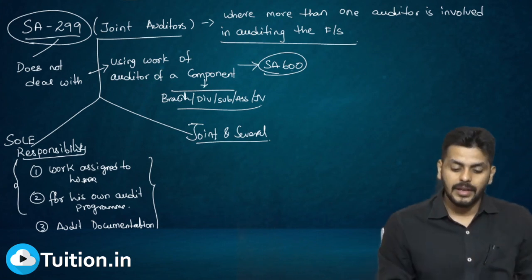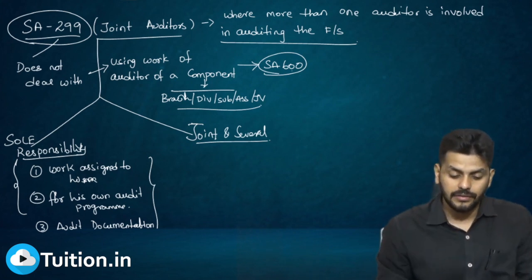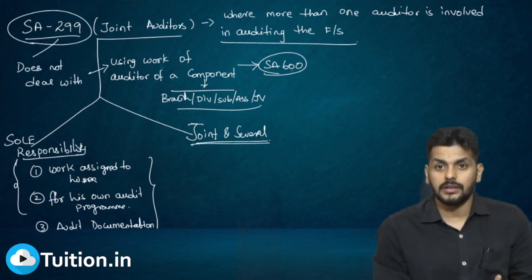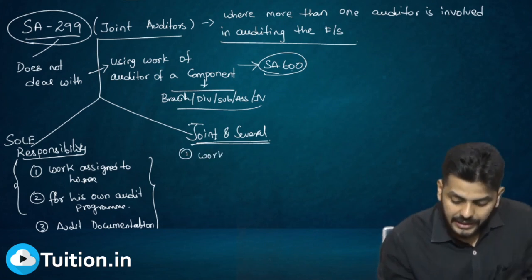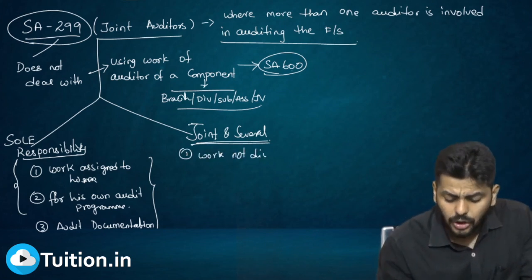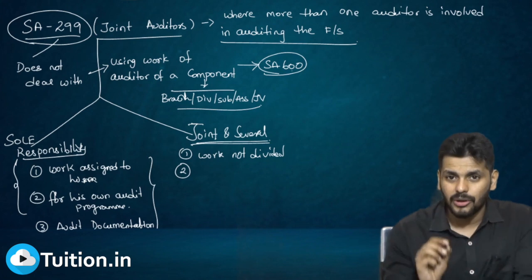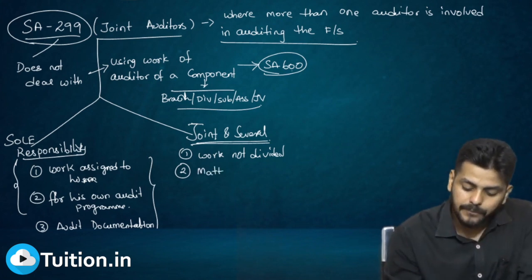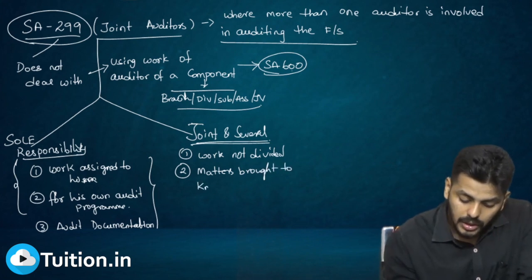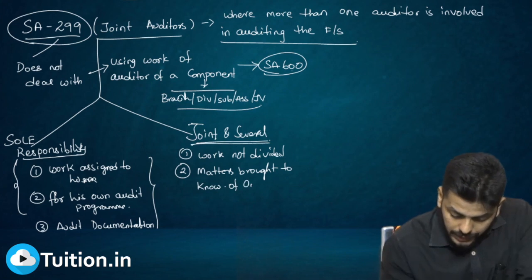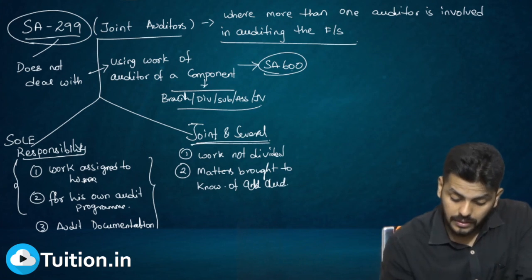But when you talk about joint and several responsibility, what is it with respect to? Because for all the earlier items you are doing the work, so you are responsible. For joint and several: one, work not divided. For all the work that is not divided, all of you are responsible. And two, I want you to concentrate on this point: matters brought to the knowledge of all auditors by one, on which all agree.